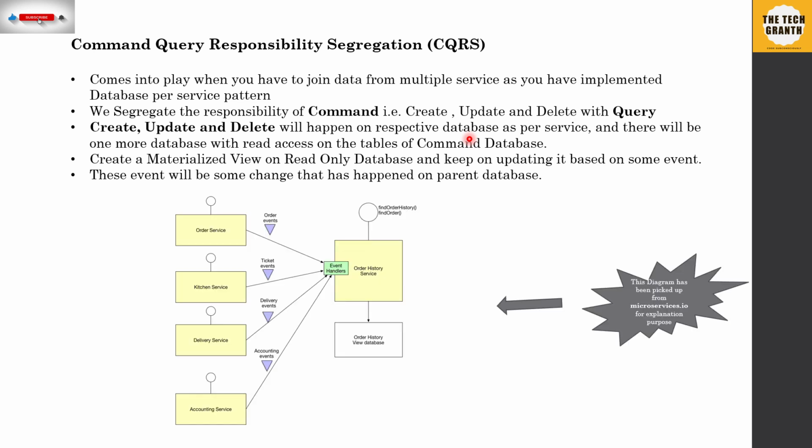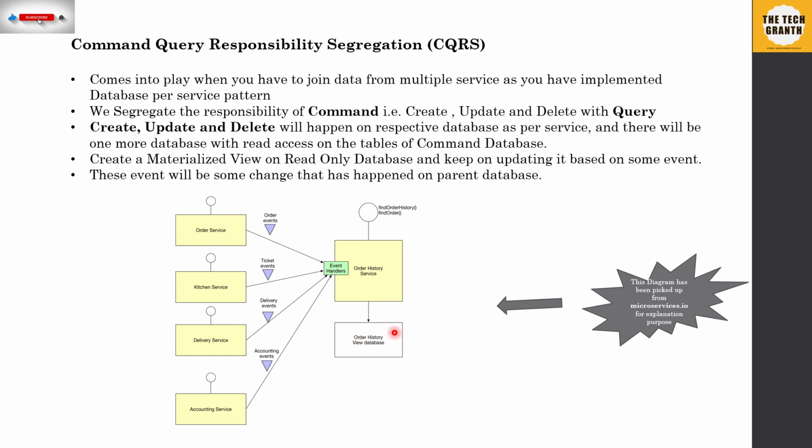So let me show you an example here. This diagram was taken from microservices.io. It shows an order service, kitchen service, delivery service, and accounting service. Each of these services has its own database. Now, as and when some update happens to the delivery service or kitchen service, an event will be triggered to an aggregator. So you have an aggregator here, the order history service, and there is a database here.